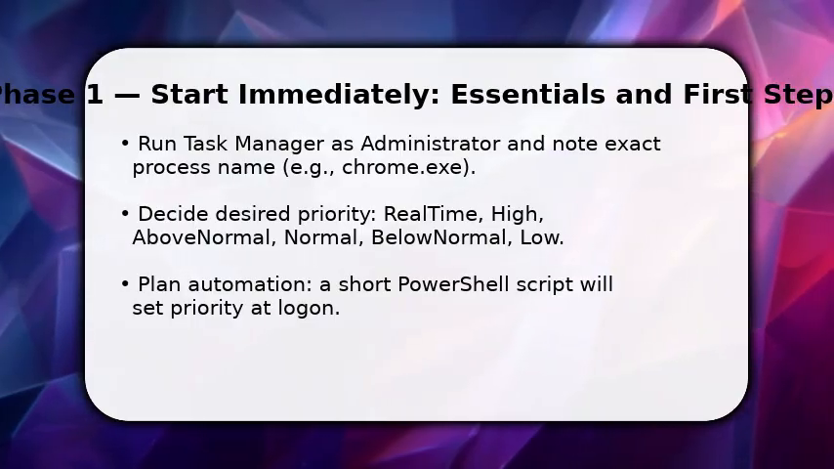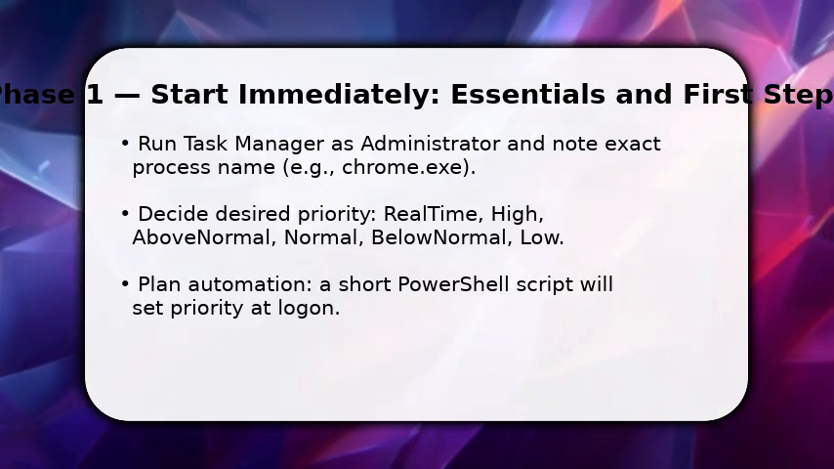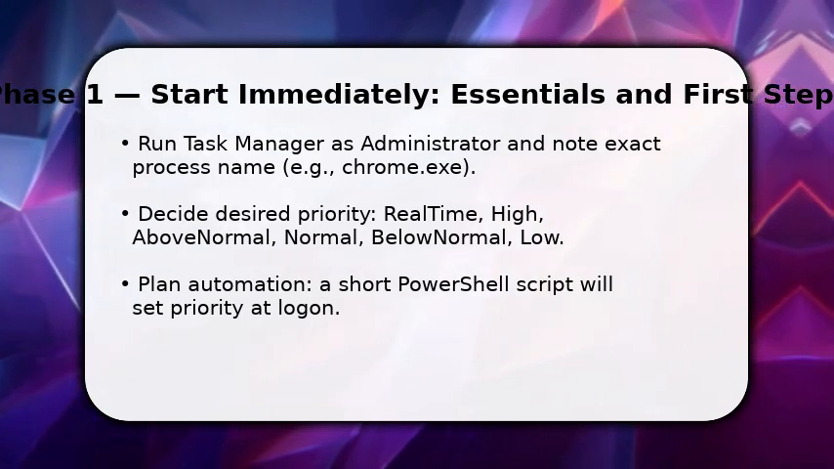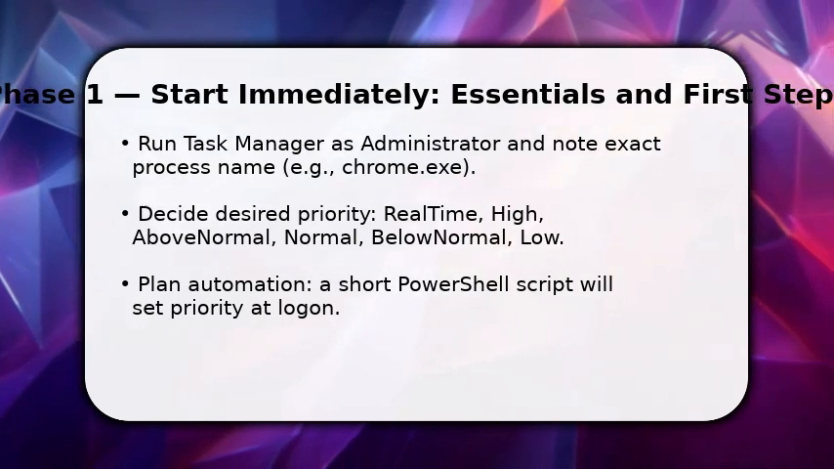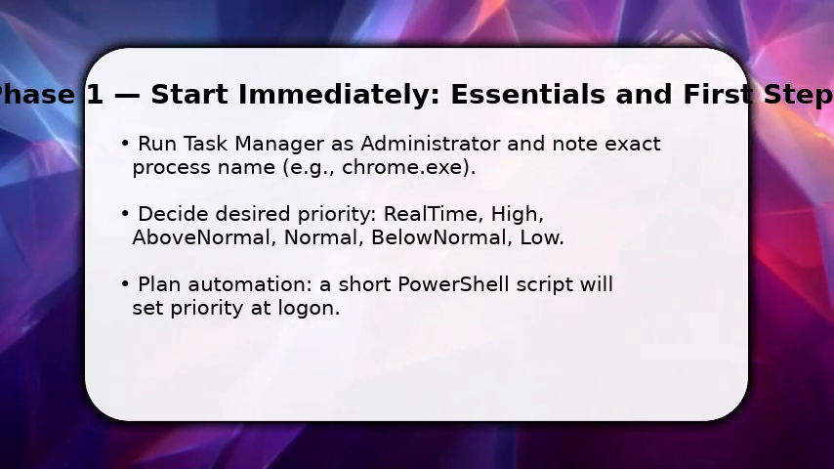You start by opening Task Manager as an administrator. Find the precise process name and confirm it runs now. Once done, choose the priority level you want. High or above normal are common for performance. Make sure you understand this is temporary if you only change it in Task Manager, therefore prepare to automate.